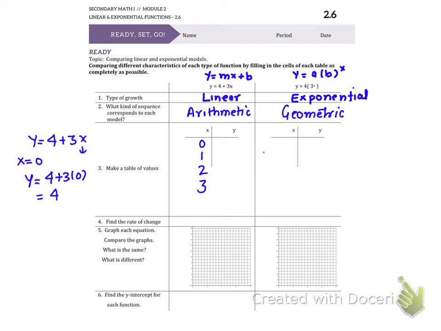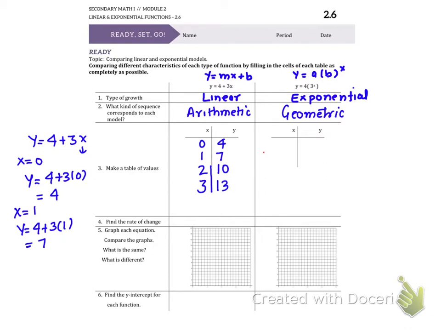So that's going to be 4. I have to evaluate it for 1. So x equal to 1, y equal to 4 plus 3 times 1, and 3 times 1 is 3, so 4 plus 3 is 7. And same way you keep on substituting and figuring out what your next number is. For 2 it is going to be 10, and for 3 it's going to be 13.